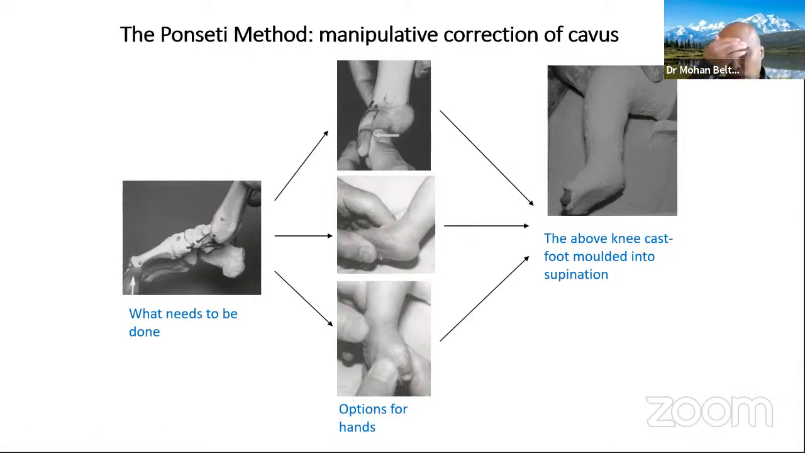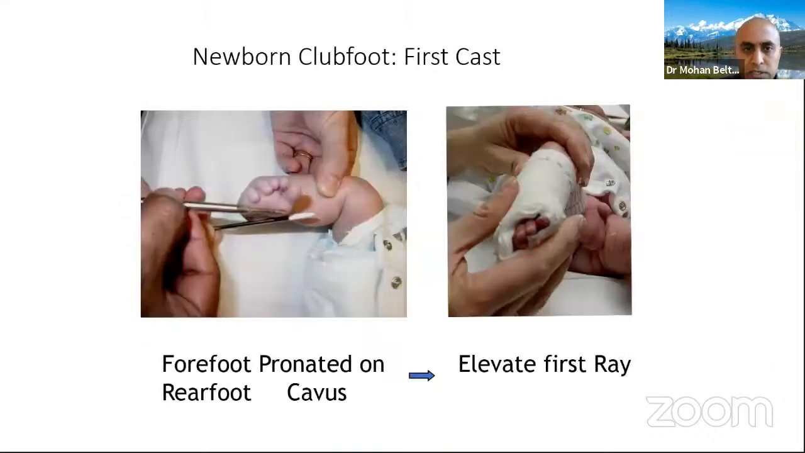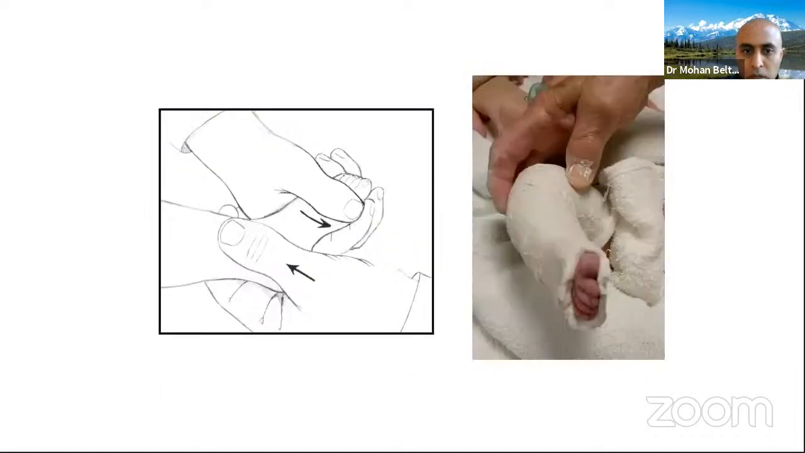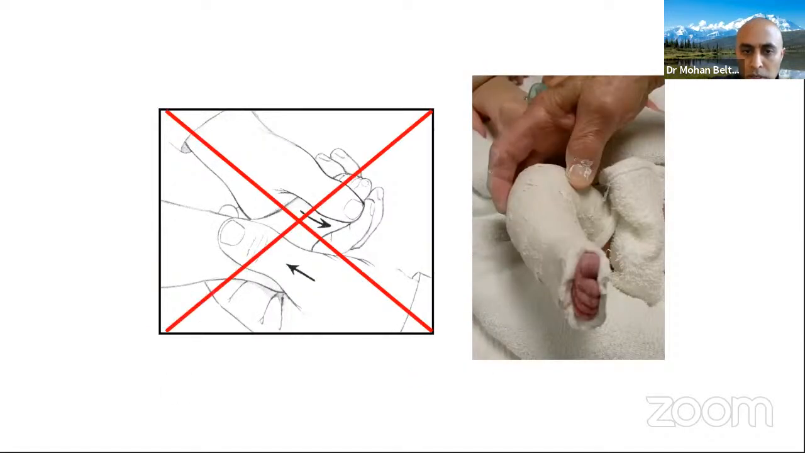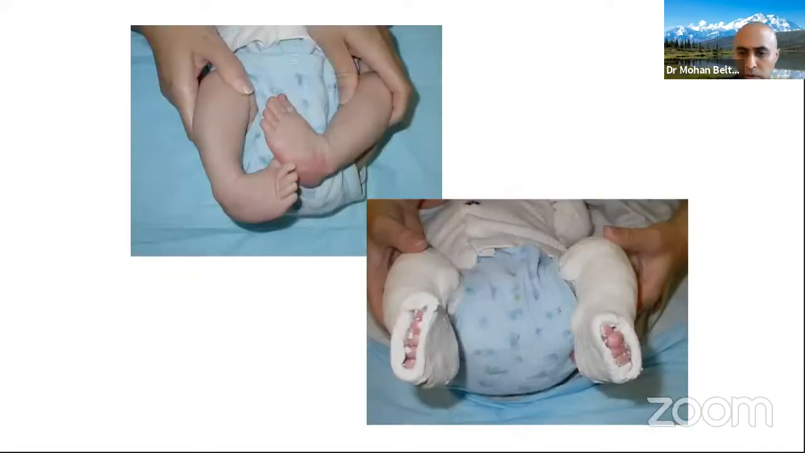This was another mistake of Kite, where it tried to pronate the forefoot in relation to the hindfoot, and it locks the midfoot and does not allow further correction. So that's important to note. So the forefoot is normally pronated, so you then supinate it as shown here to elevate the first ray. And do not pronate it as shown here. And that's how the first cast would look.